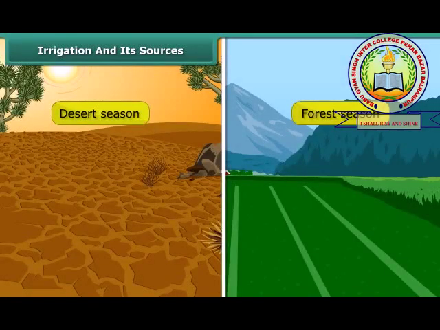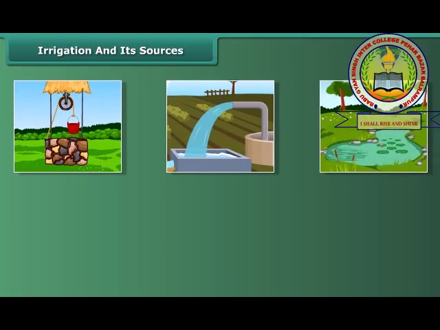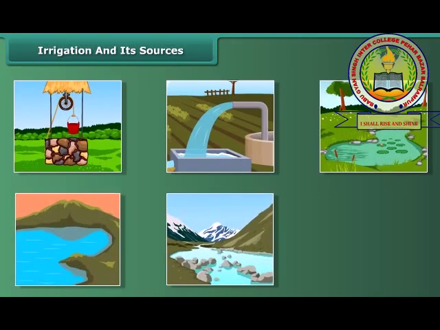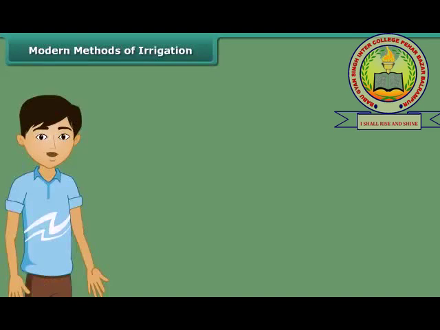Now the question arises, what are the sources of irrigation? Wells, tube wells, ponds, lakes, rivers, dams, and canals are some of the main sources of water for irrigation. Let us now know modern methods of irrigation.